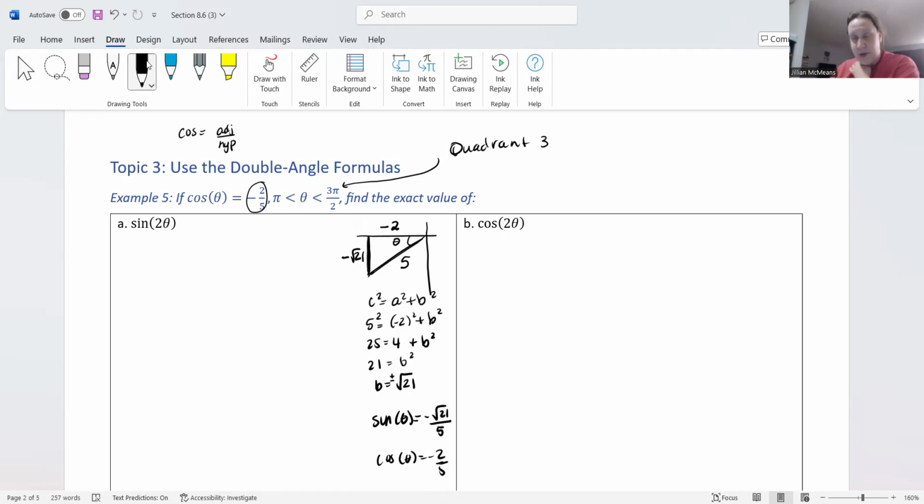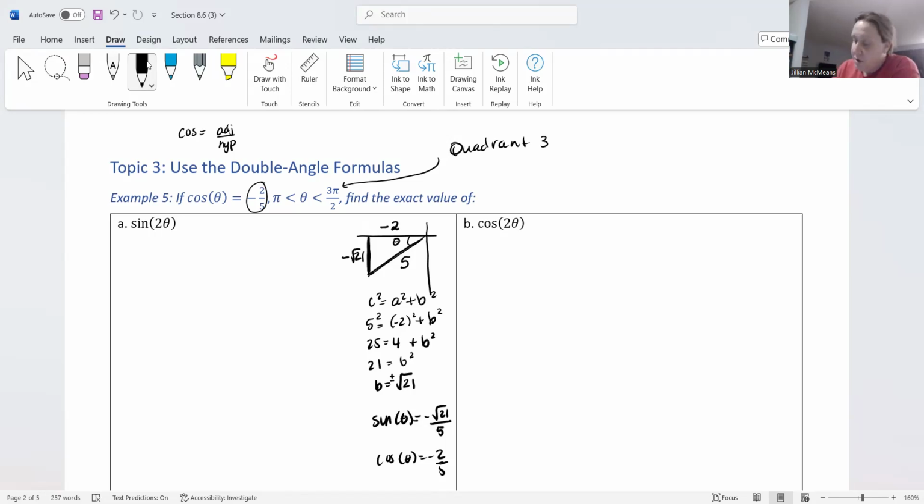So build that relationship first. A lot of times you have to build these right triangles in whatever quadrant the angle is going to live, and then you can build those relationships for whatever trig functions you're looking for. Now sine of 2 theta. What was sine of 2 theta? So you have to either go back earlier in your worksheet, or you've memorized it because you're that good. Just depends on the person.